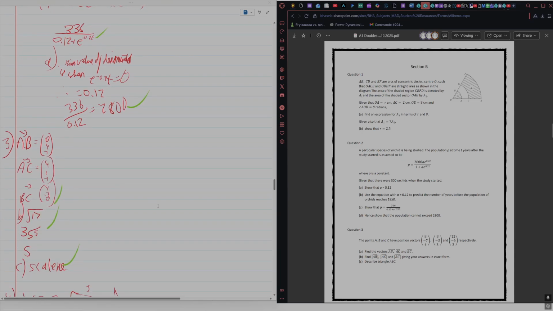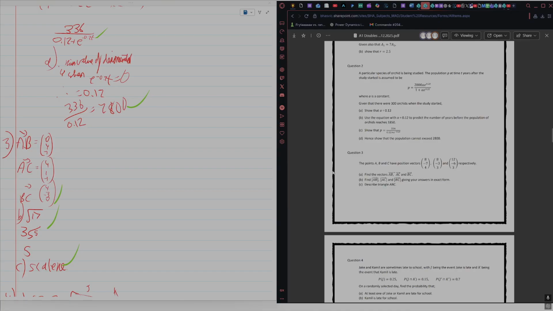Right. Next question. This is just an easy vector question. There was a more difficult one later on. You find the vectors, modulus all of them, and you just say it's scalene, because usually it will be isosceles, but I guess they just wanted to trick us this time.